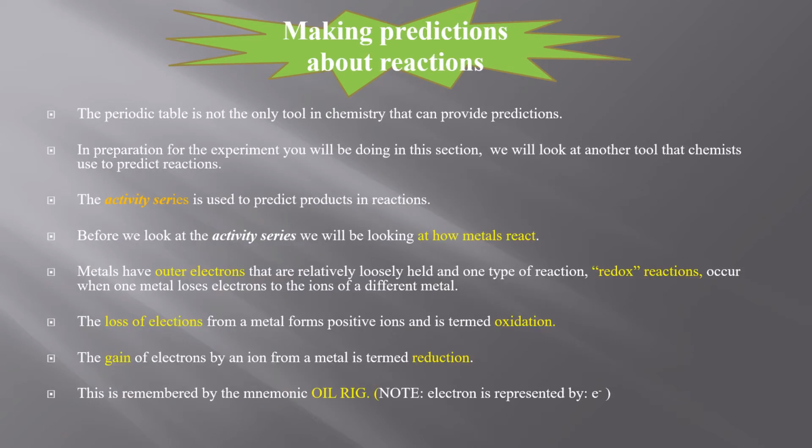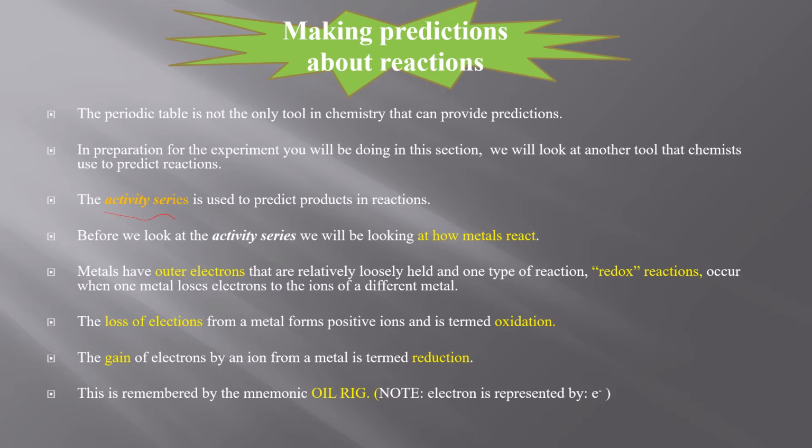So, making predictions about reactions. The periodic table is not just this nice looking thing that you see on your chemistry laboratory wall. It helps us provide predictions about reactions. So we're going to look at another way that scientists do this. We have this other little table that we refer to as an activity series.